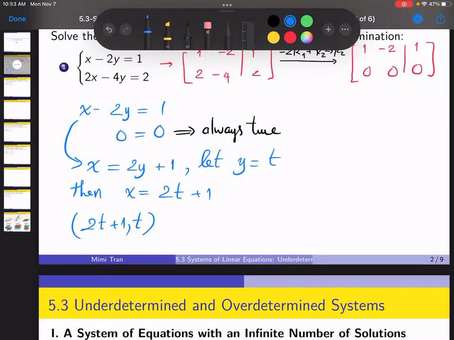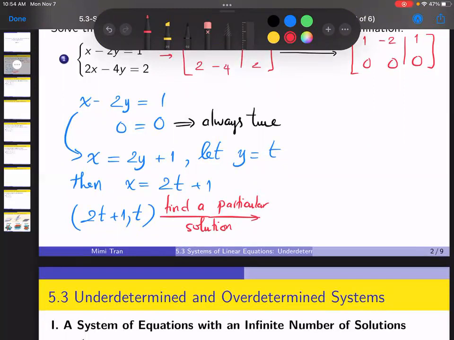If I ask you for a particular solution, can you do it? Give me one. What is it? Say, find a particular solution. Everybody has different numbers in mind, right? Gary, give me a number for t. Any number you like. Pick your favorite. 5. Gary says, I want to let t equal 5.